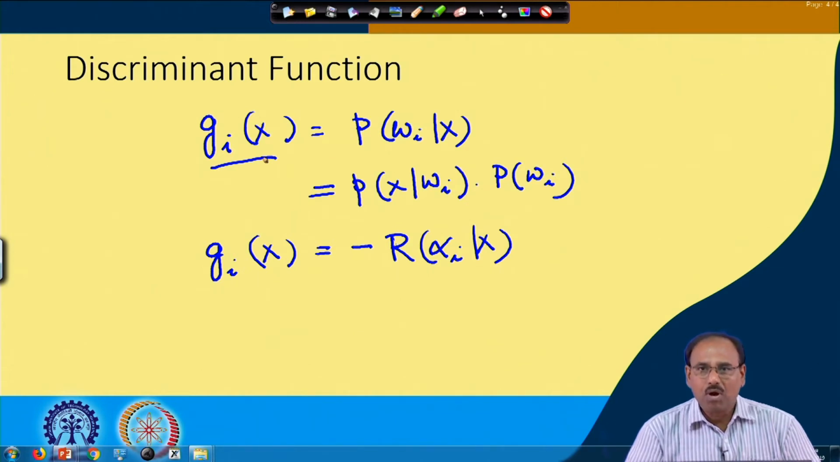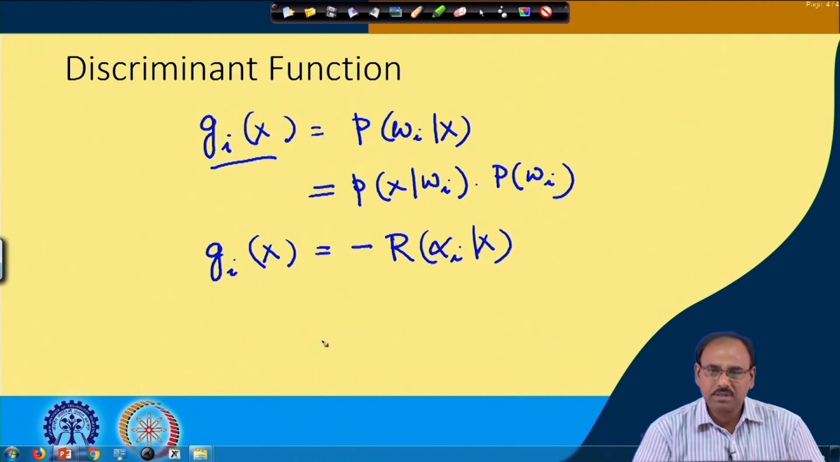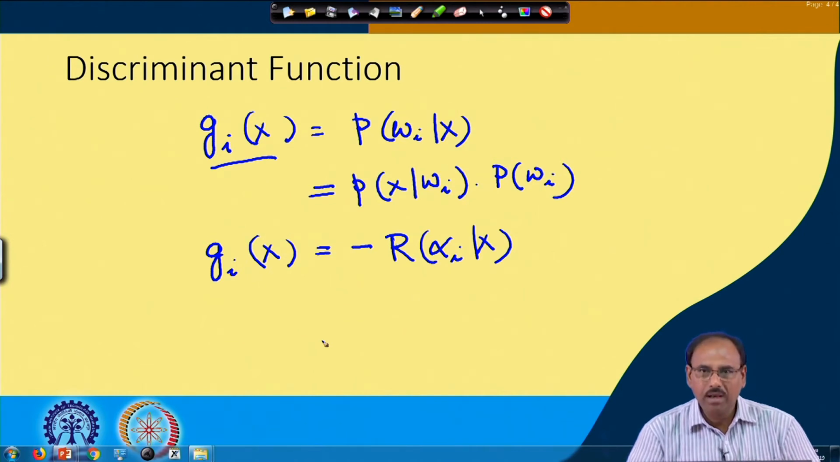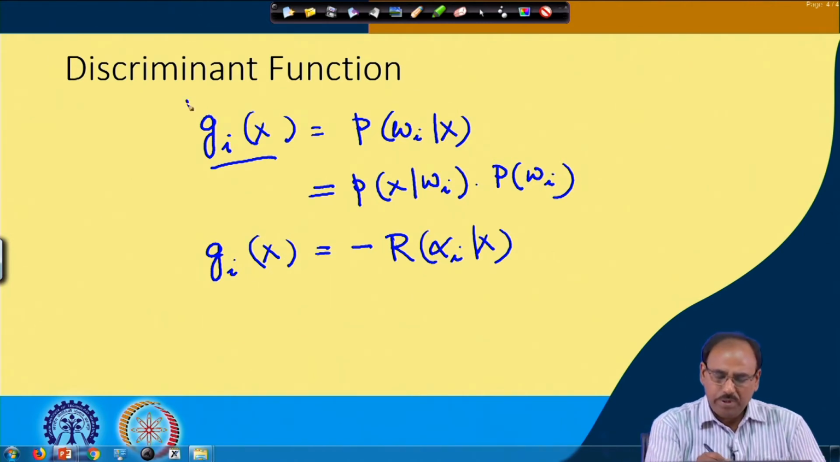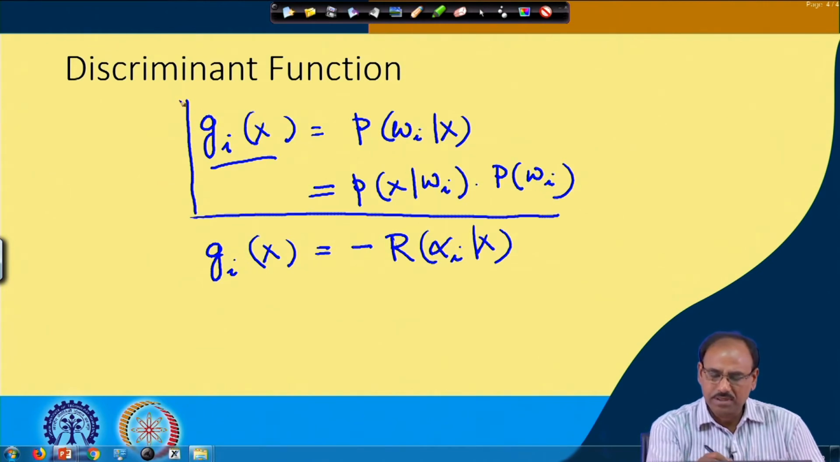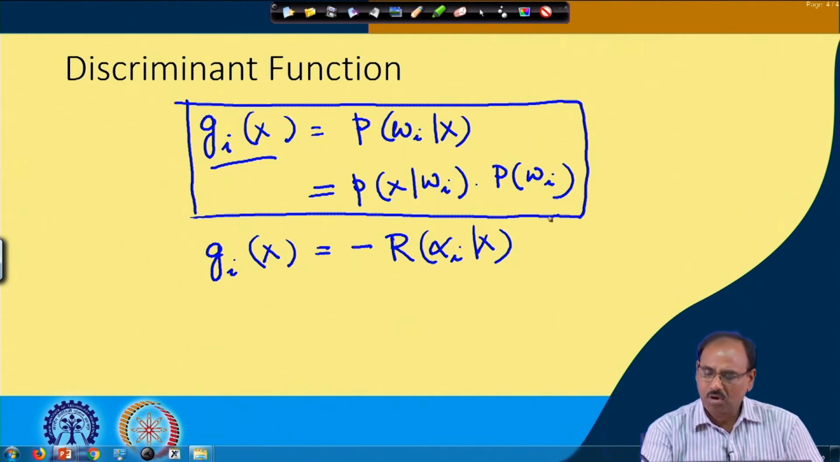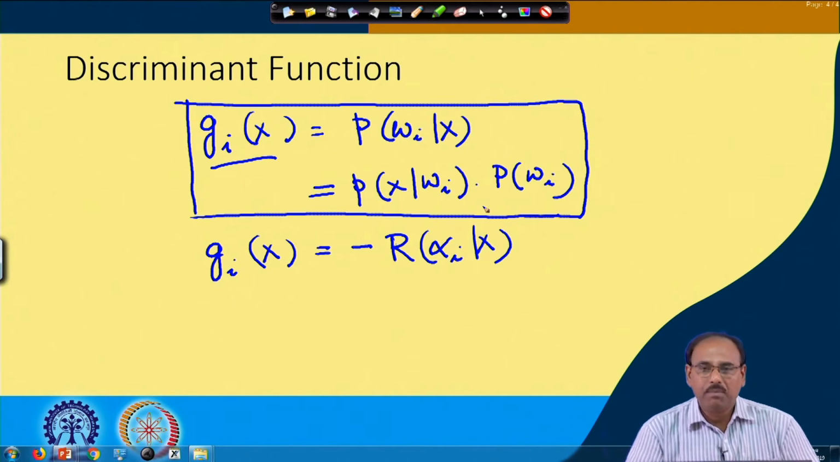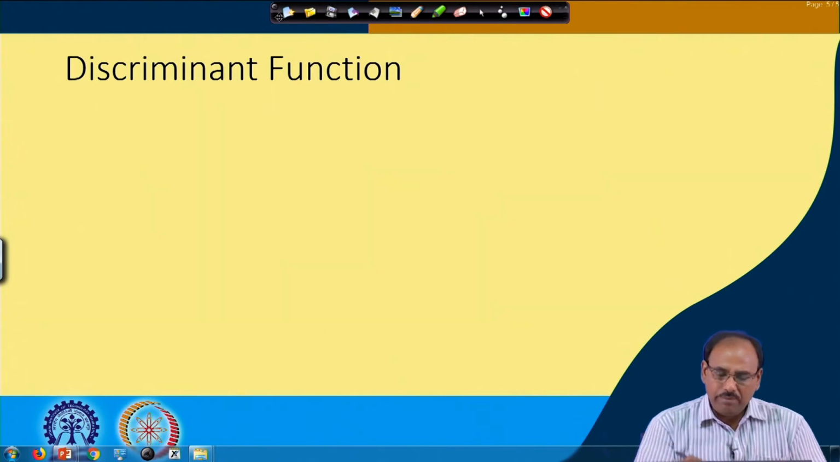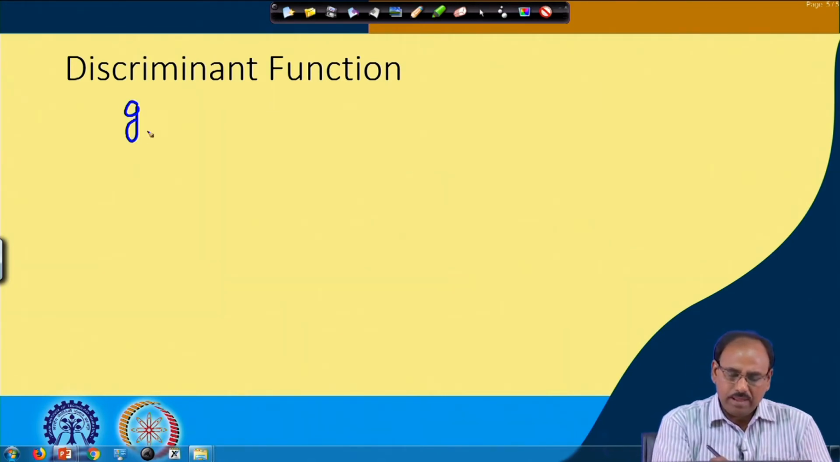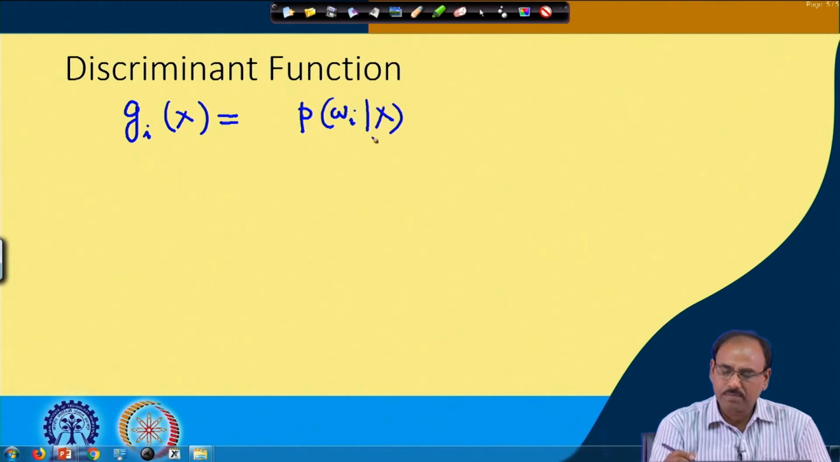So, out of these two possible options, because there might be other options as well, we will explore the first one, that is based on the Bayes minimum error classification rule. I will assume that we use this discriminant function g i x, defined as P of omega i given x.